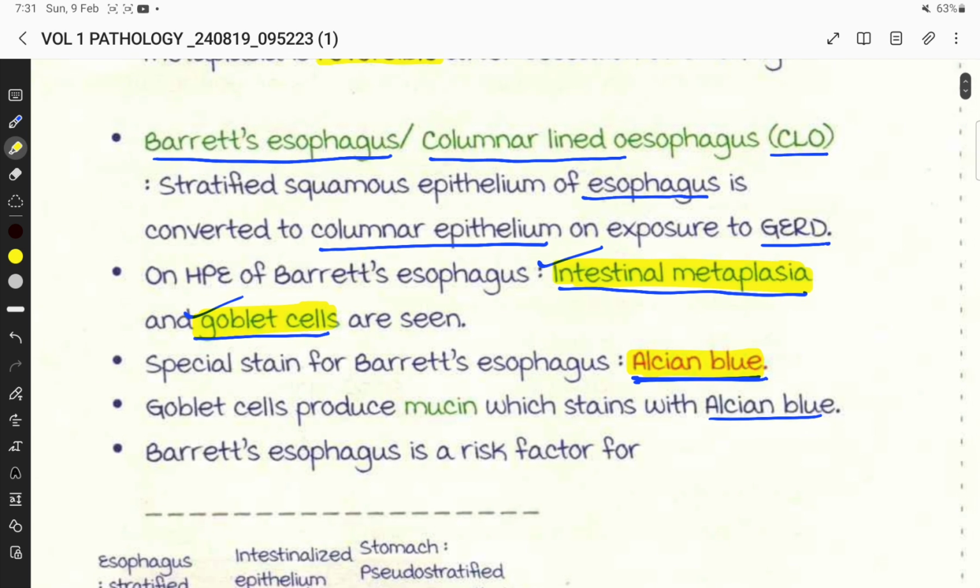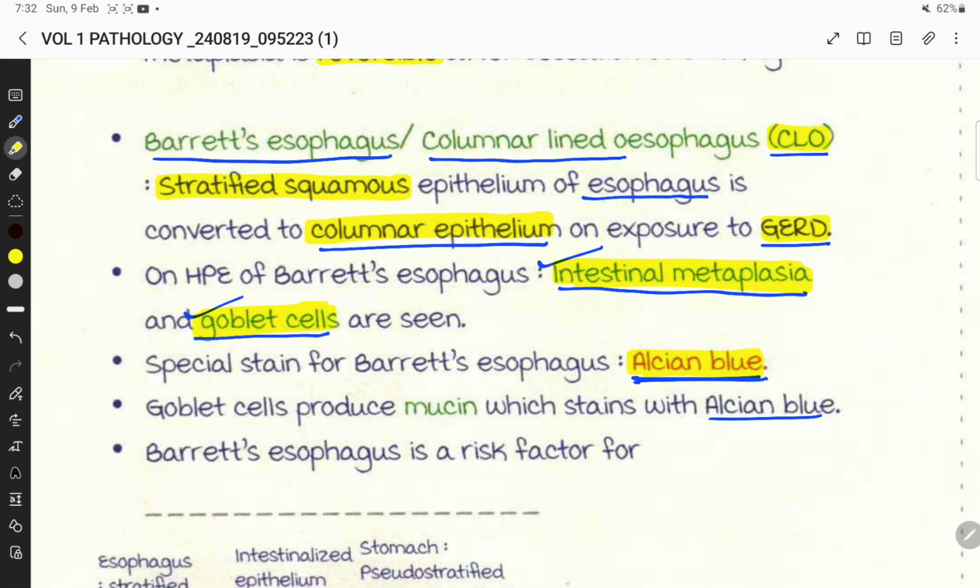Barrett's esophagus is a risk factor for esophageal adenocarcinoma. Barrett's esophagus is also known as CLO, columnar lined esophagus. It is because of GERD: on exposure to GERD, the stratified squamous epithelium of the esophagus is converted to columnar epithelium.